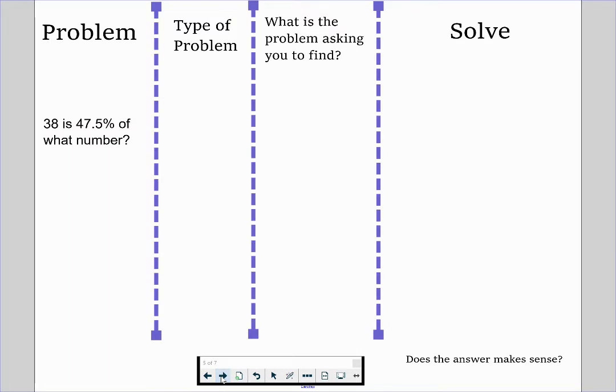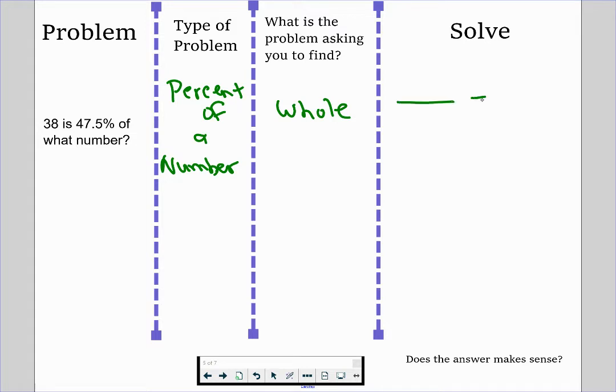Next one, 38 is 47.5% of what number? This is the type of problem, if I were going to name it with those ones that I said at the beginning of the video, I would just call this a percent of a number type problem. I'm missing the whole. So what is the problem asking me to find? I'm looking for the whole part of the number, because I know 38 is the part and 47.5 is the percent. So then I'm going to use this form where we fill in. Remember, this is our part up here, this is our whole, and this is our percent on the right side.